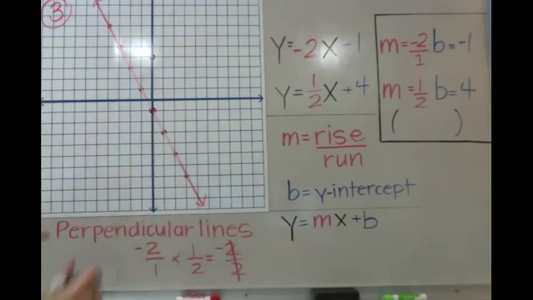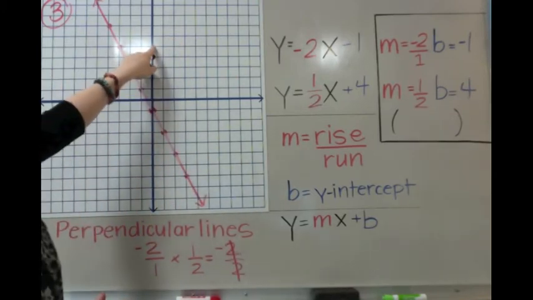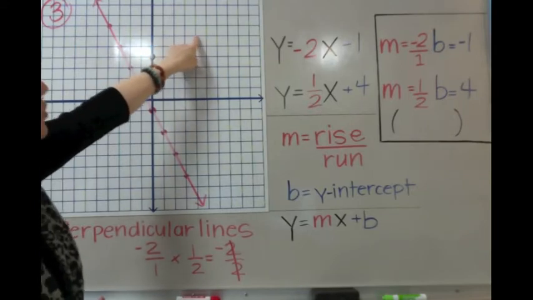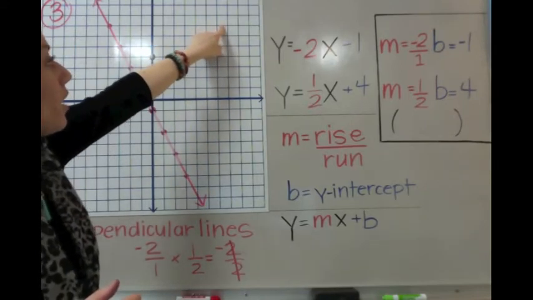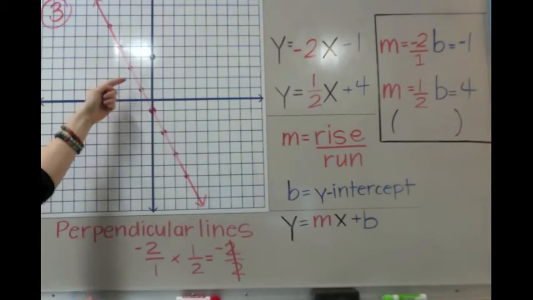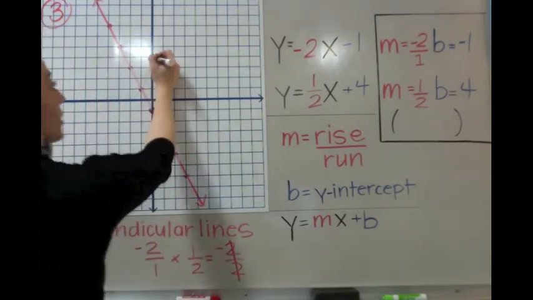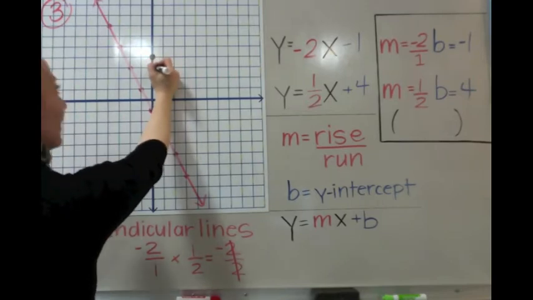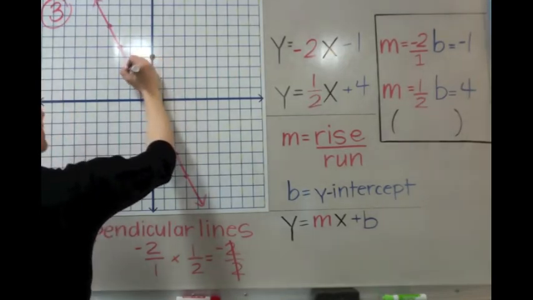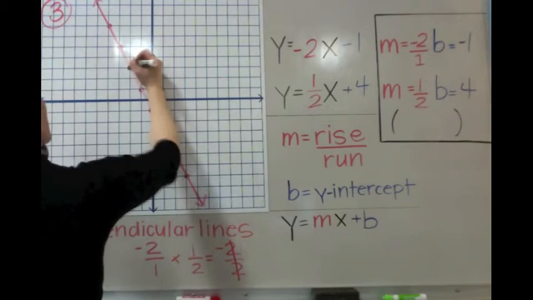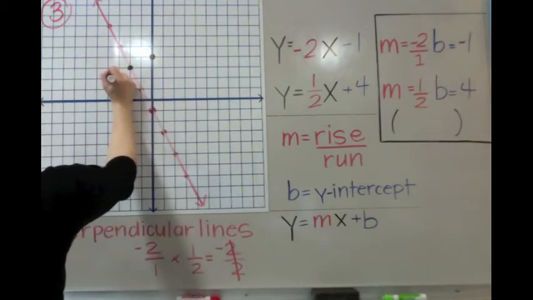Now, let me ask you a question. If you go up 1 and over 2, up 1 and over 2, up 1 and over 2, are you going to find a point that intersects? I mean, you are eventually, but wouldn't it make more sense to just start here? Go down 1 and over 2 to find that point of intersection, which is actually right here. Down 1 and over 2.